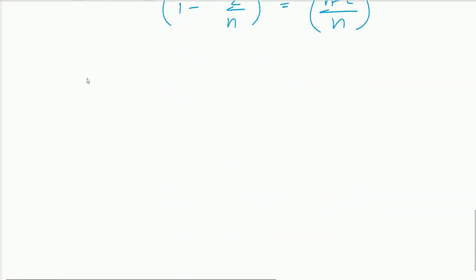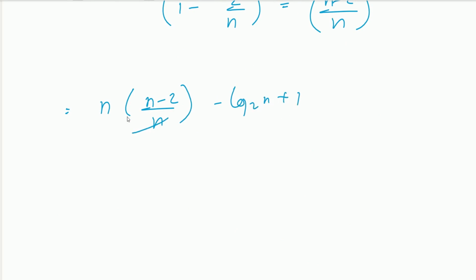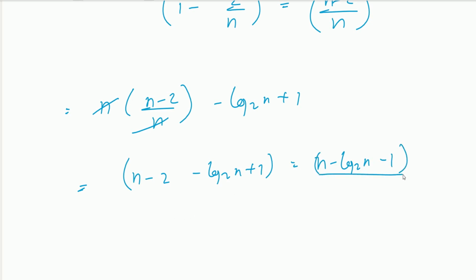So if we put it here, it will be n into n minus 2 by n, minus log 2n plus 1. This n will cancel out. So this will be n minus 2 minus log 2n plus 1. This will be n minus log 2n minus 1. So this will be the number of times heapify will get called, and if we write it in asymptotic notation, it will be big O of n. So this will be the time complexity of building a heap.